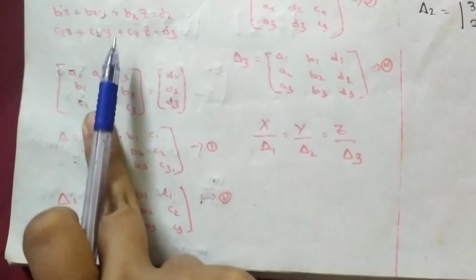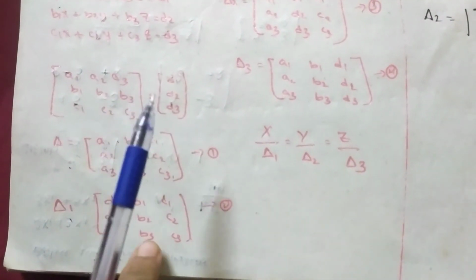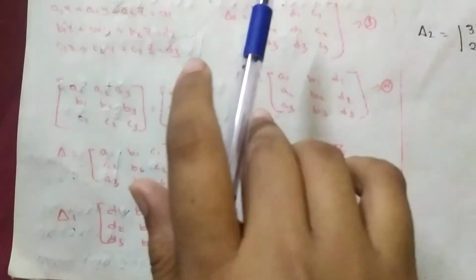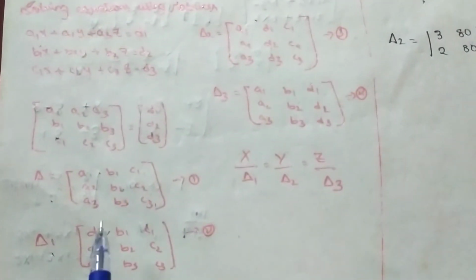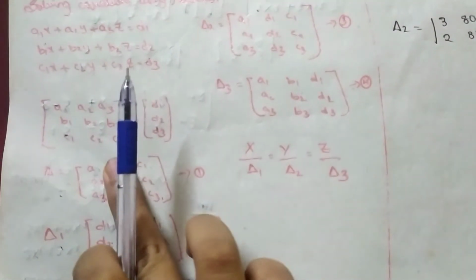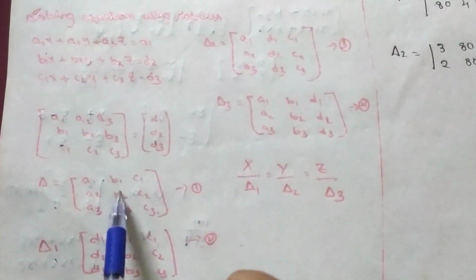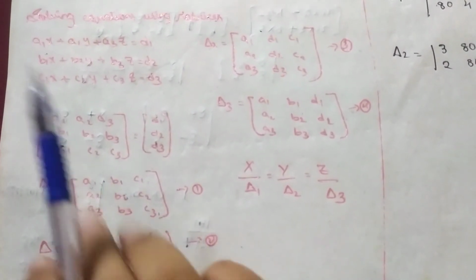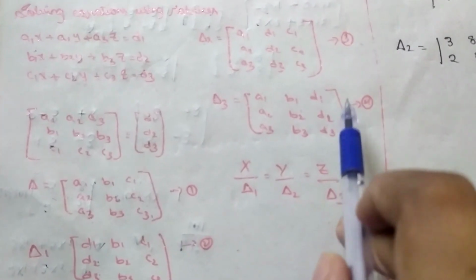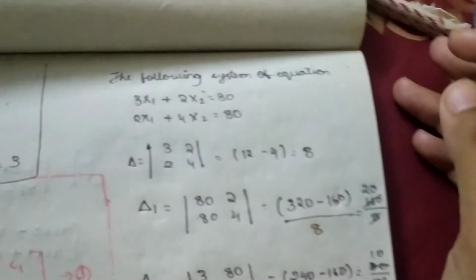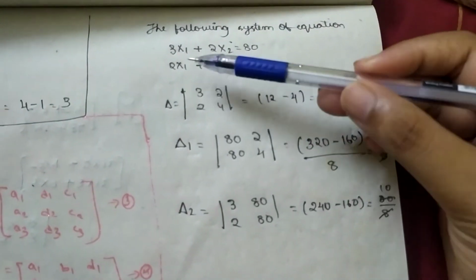So the a values will be removed. In the place of a values we'll write d1 d2 d3. b1 b2 b3, c1 c2 c3 are as it is. Again delta 2 means a values are same, b values we will remove. In that place we will write d1 d2 d3. Again delta 3 means a and b values will remain constant, c1 c2 c3 will be changed as d1 d2 d3. So here the question is given, the following system of equations.